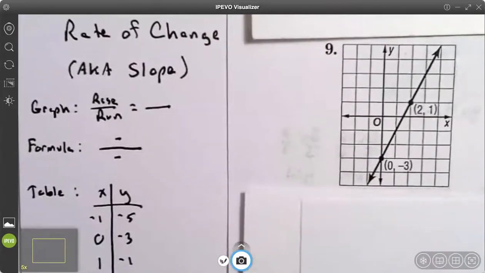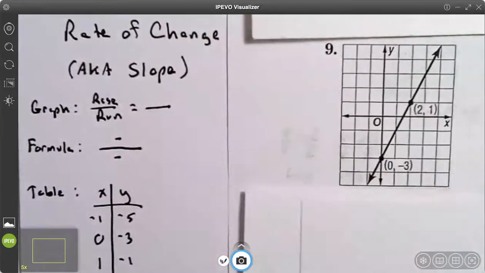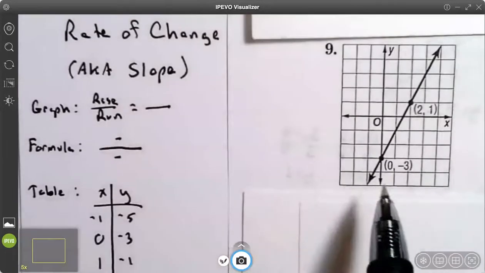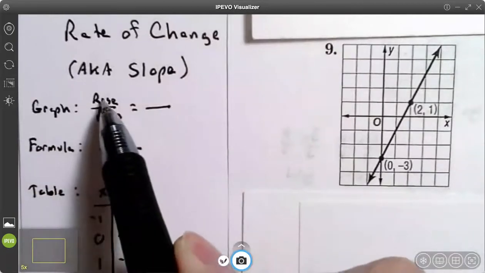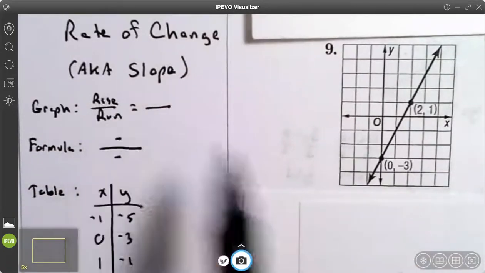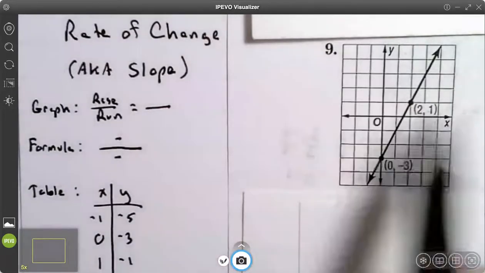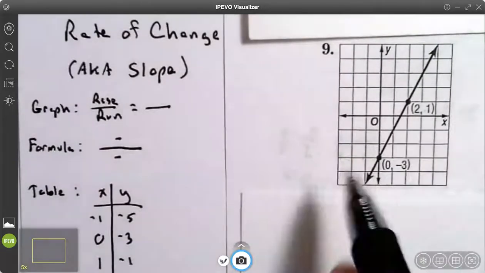Here, I have a line. I am asked for the rate of change of that line, which means what is the slope? There are three ways to find the rate of change or slope. One way, and the way we'll use most often when we get into graphing, is rise over run. Slope or rate of change is rise over run. You rise up and down, you run left and right. Up and to the right are positive values, and down and to the left are negative values.